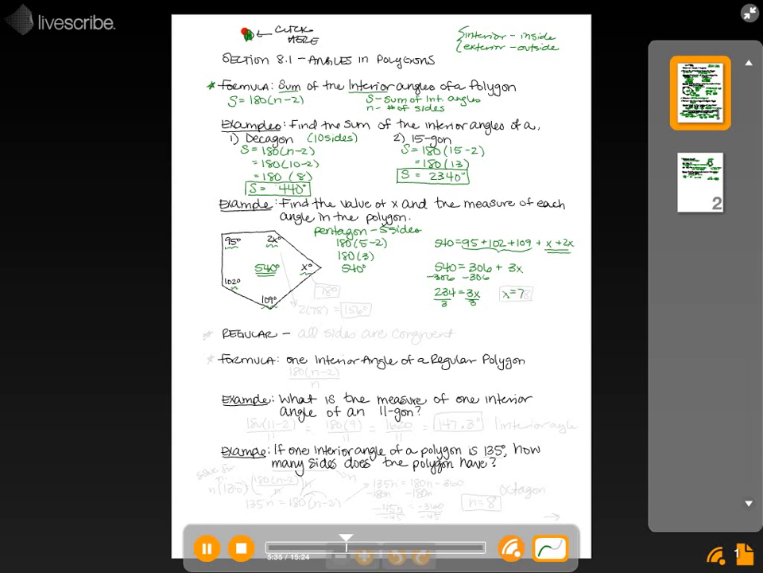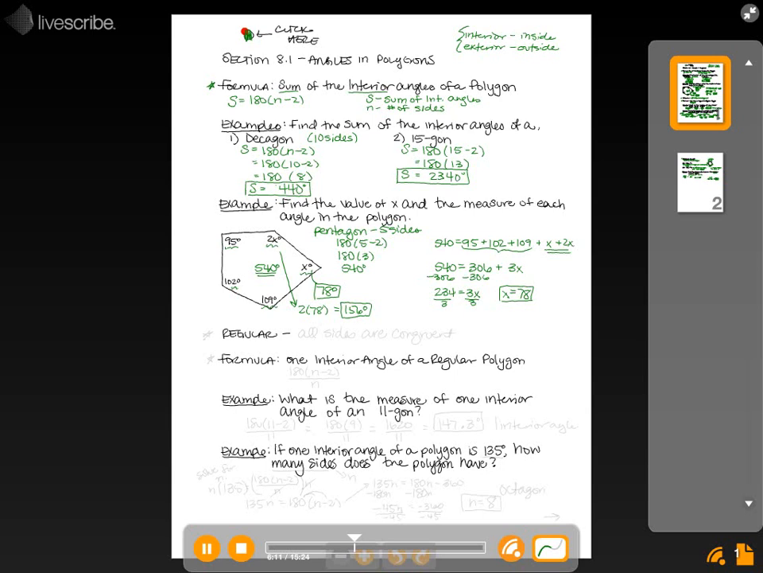So x is 78. Now that's one part of our problem. It said to find the value of x and the measures of each angle in the polygon. So we have to take that x and plug it back in for the 2 missing angles. This one here is x, so it's going to be 78 degrees. The other angle is 2x. So what would be 2 times 78? 2 times 78 is going to be 156. And there are our 2 missing angles.